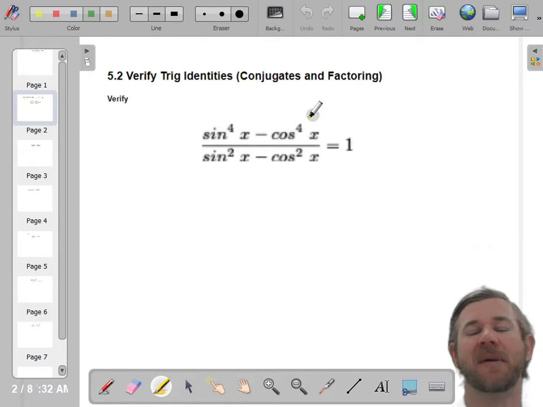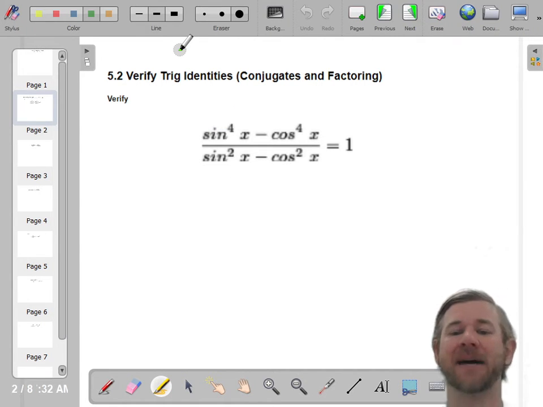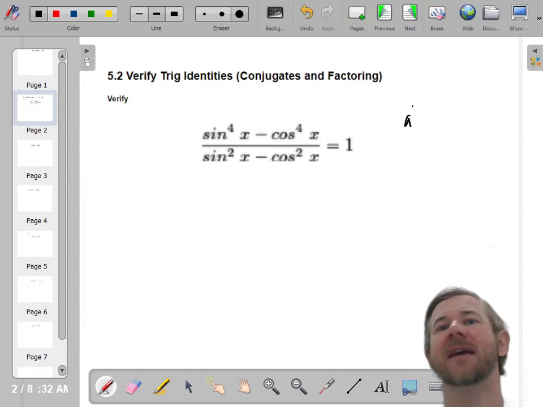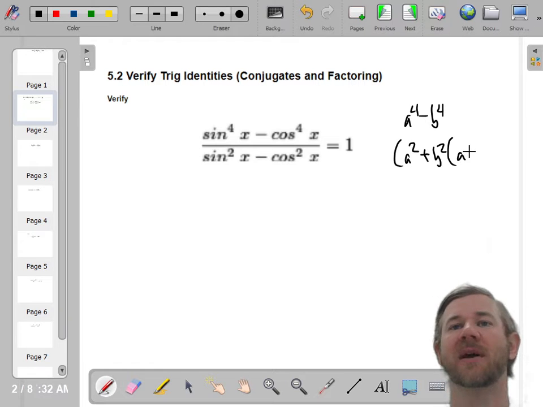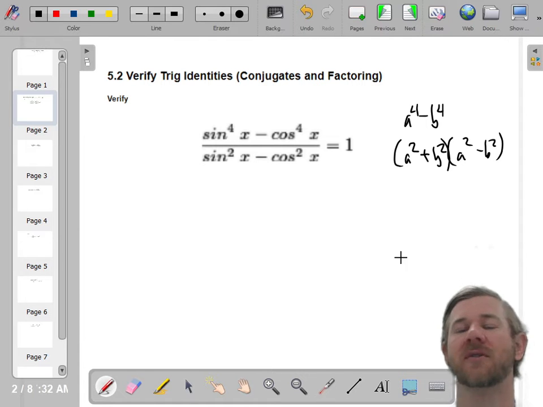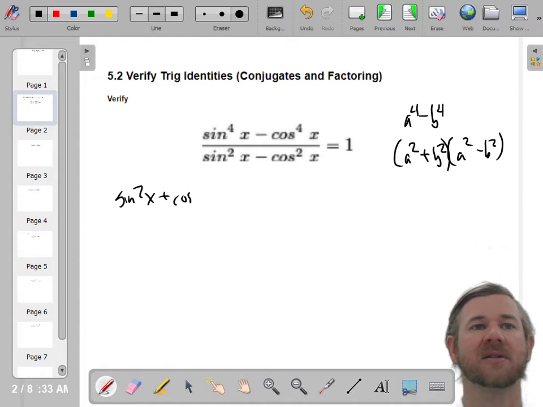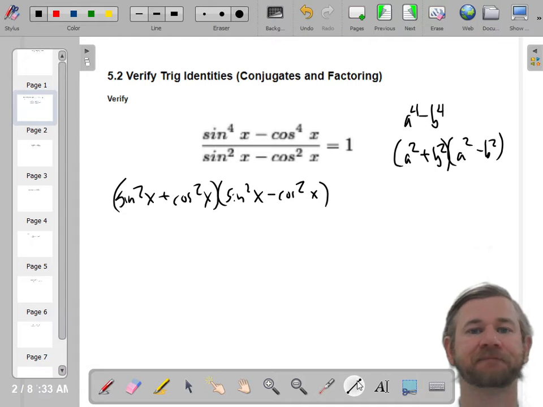It says sine to the fourth minus cosine to the fourth. Anytime I see something higher than degree 2, I'm thinking, how can I factor this? And these are both perfect squares. So you can actually think of this as difference of squares. If it was a to the fourth minus b to the fourth, that's a squared plus b squared, a squared minus b squared. So these are perfect squares. I'm going to do the same thing with sine and cosine. We're going to say sine squared x plus cosine squared x, and then we'll also do sine squared x minus cosine squared x. So this is difference of squares.